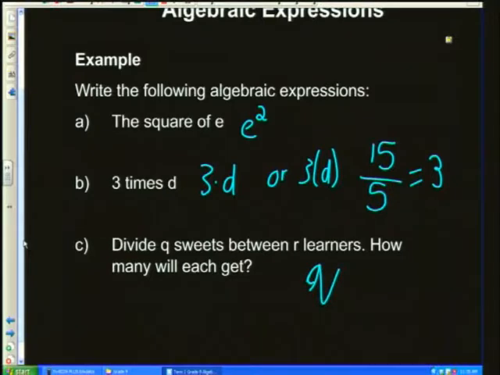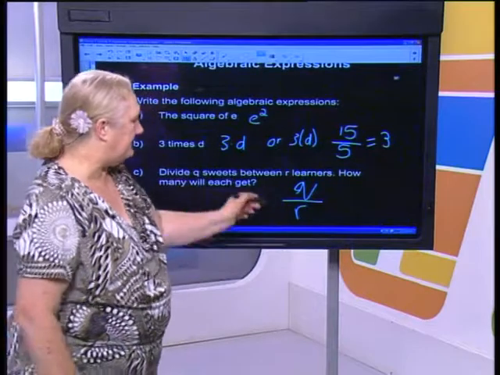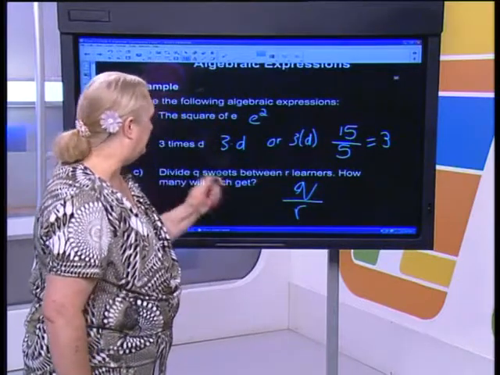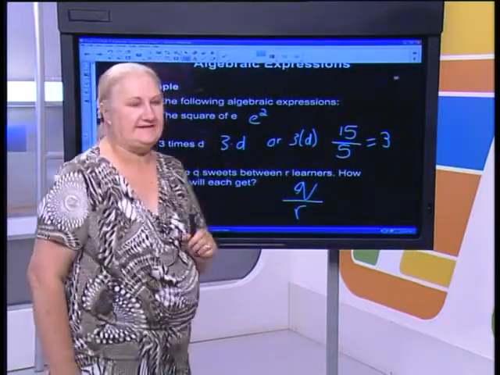So we write Q. We divide it between the learners. Okay, how many learners did we have there? 5. Here we have R learners. Okay, so there's our division, just in letters; there it was in numbers. Now, how many will each get?